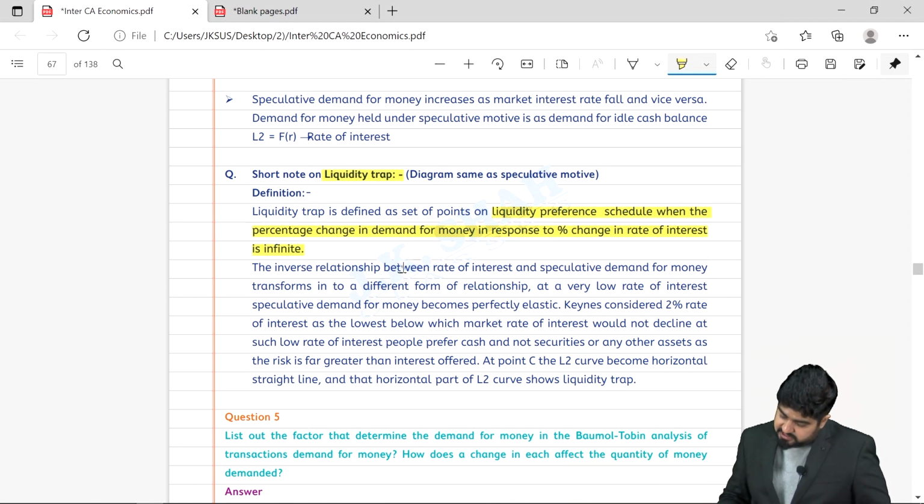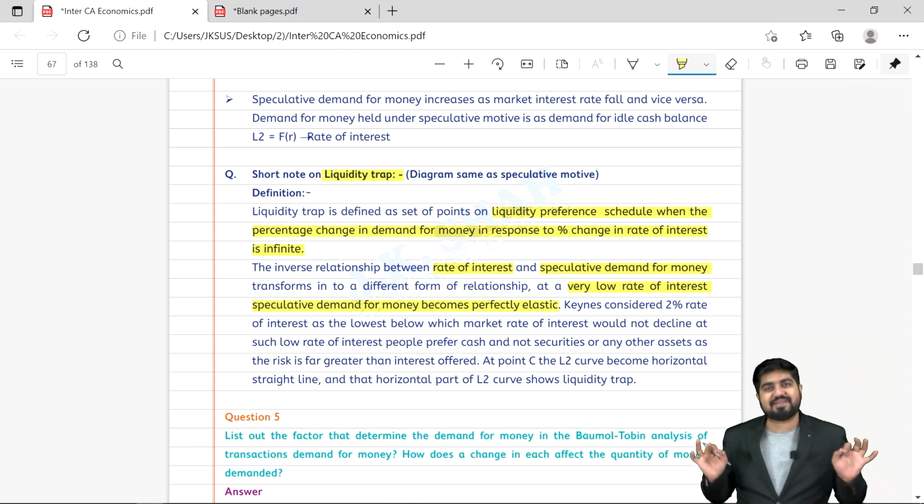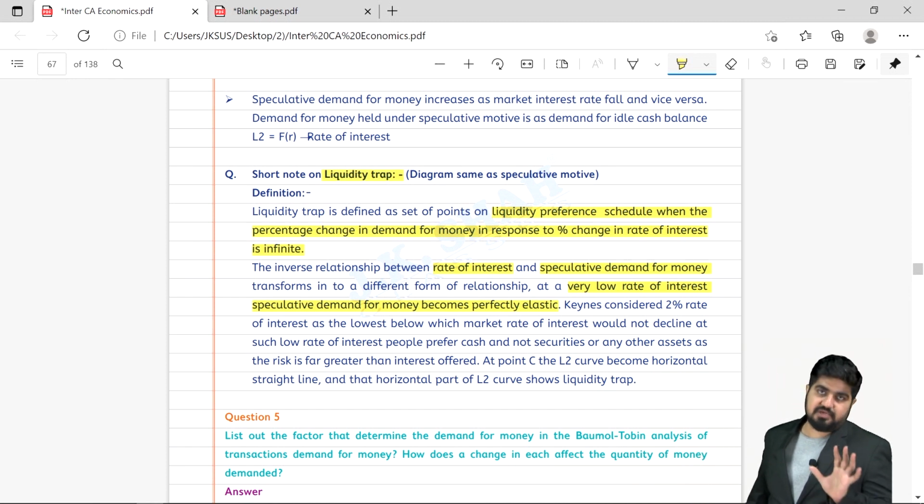The inverse relationship between the rate of interest and demand for money transforms into this type of relationship. At a very low rate of interest, speculative demand for money becomes perfectly elastic. This is what you have to write and explain in the diagram. That is it. That completes our entire pre-Keynesian theory.